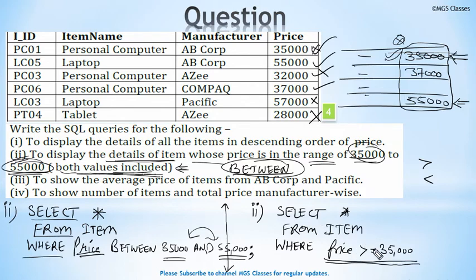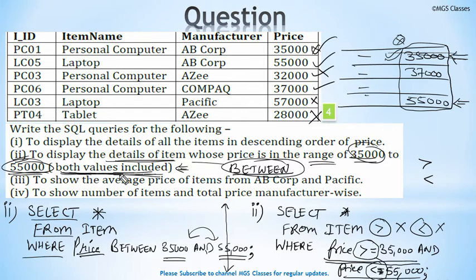That's why we are writing price greater than or equal to 35,000, and you will write price less than or equal to 55,000. That way you can answer this query. So select star from item where price is greater than or equal to 35,000 and price is less than or equal to 55,000. That will also give the same output. If you write price is greater than here, then it will be wrong. Remember, if you write greater than, it will be wrong. If you write less than in place of less than or equal to, then it will also be wrong, because this line is added.